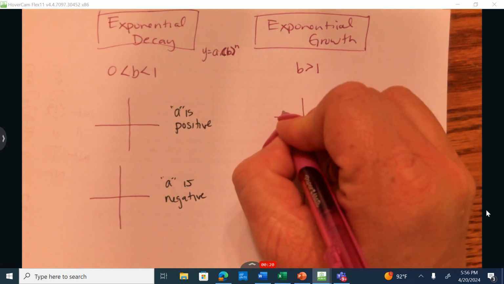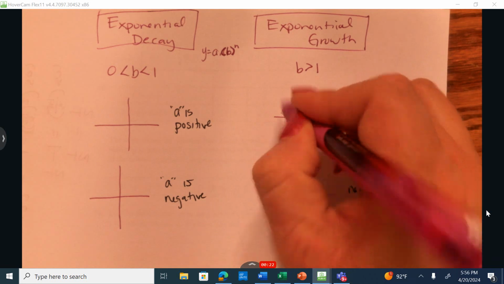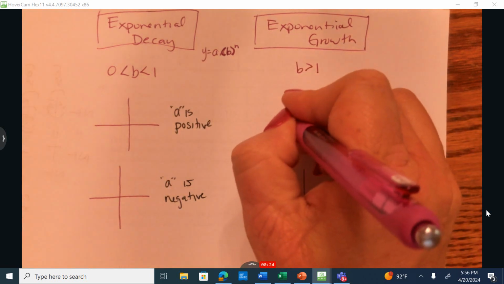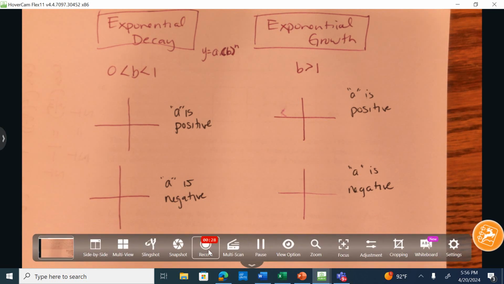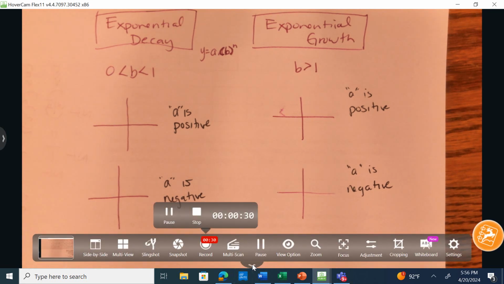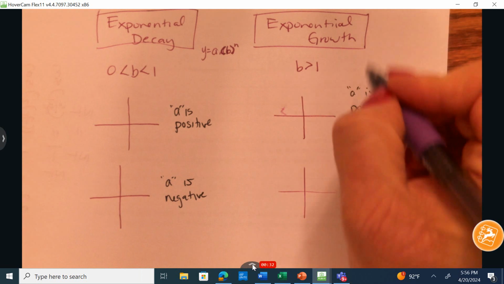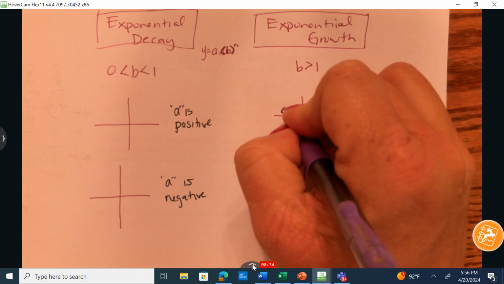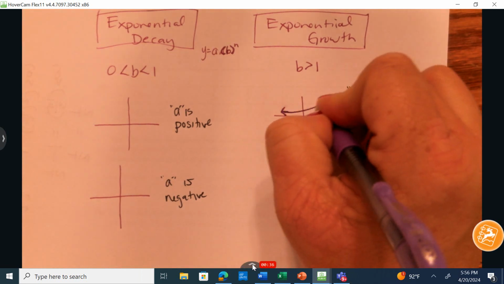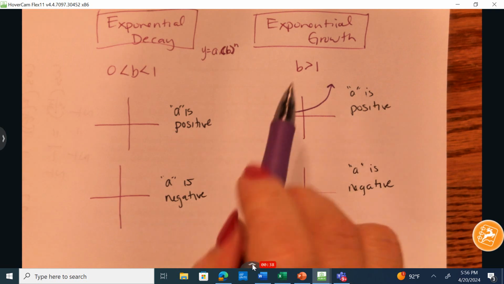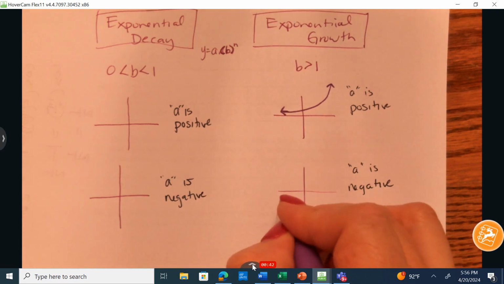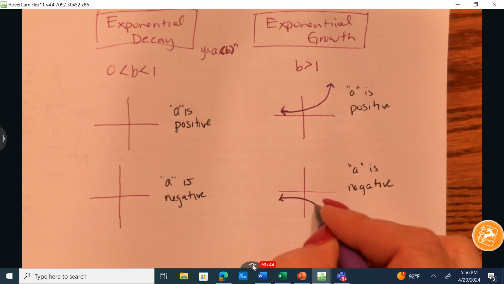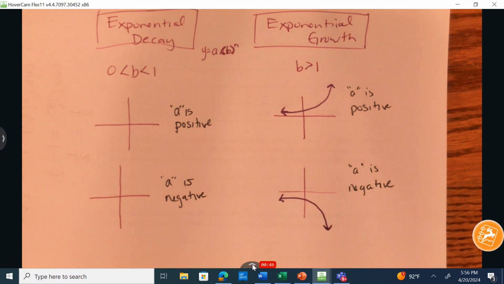So exponential growth in which the a value is positive looks like this. All right, so when the a value is positive for exponential growth, it looks like this. What happens with exponential growth when the a value is negative? When it's negative, it's been reflected across the x-axis, and it looks like this.